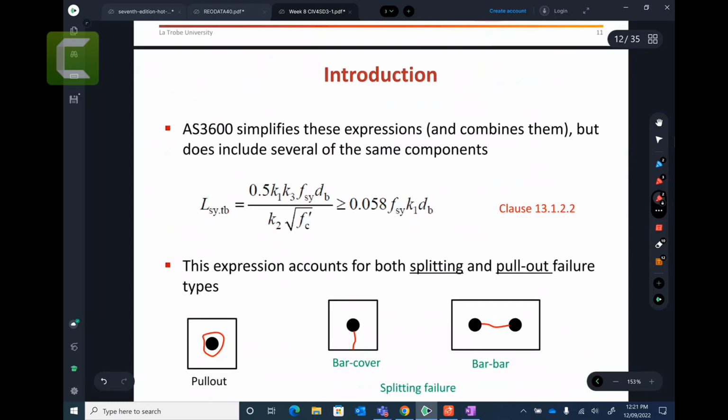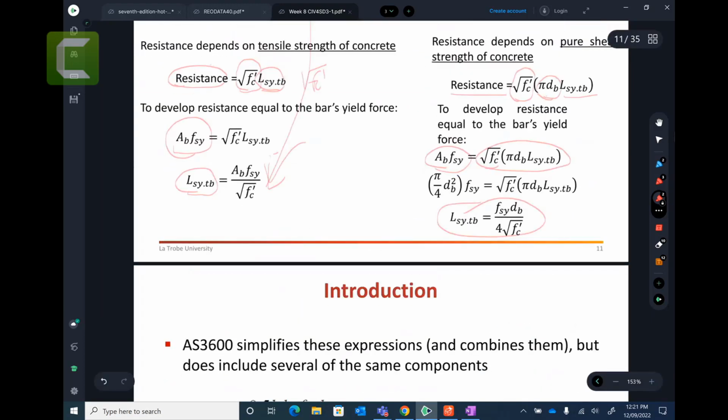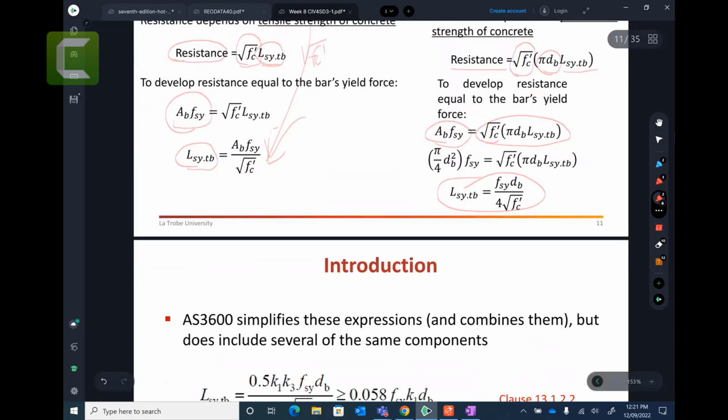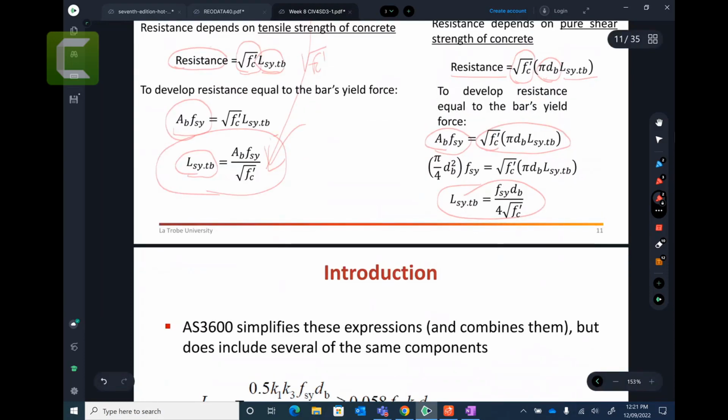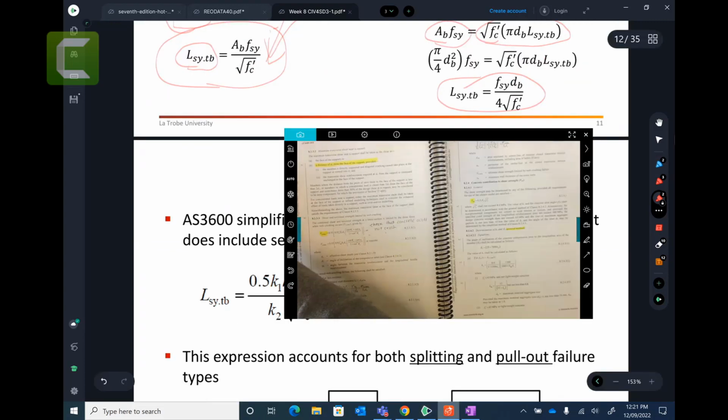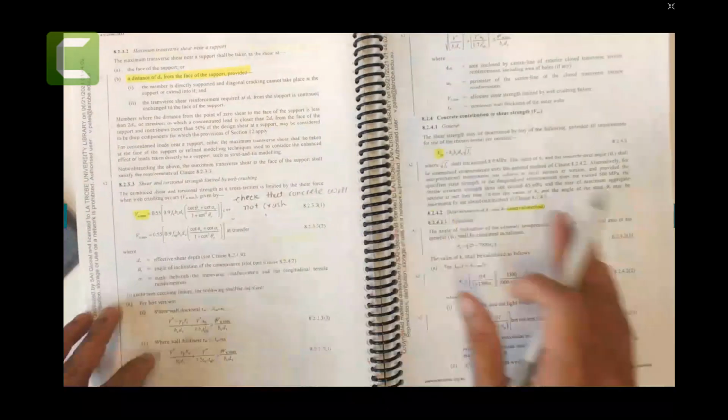Now AS3600 simplifies this expression and combines them, but does not include several of the same components. So what happens here? You can look at these two. Because as engineers, you don't know whether splitting is going to occur or pull-out is going to occur. So you may ask, what is going to happen? Is it pull-out or splitting? We don't know. So the standard makes our life easy, in the sense that it gives you an equation that combines both of them.